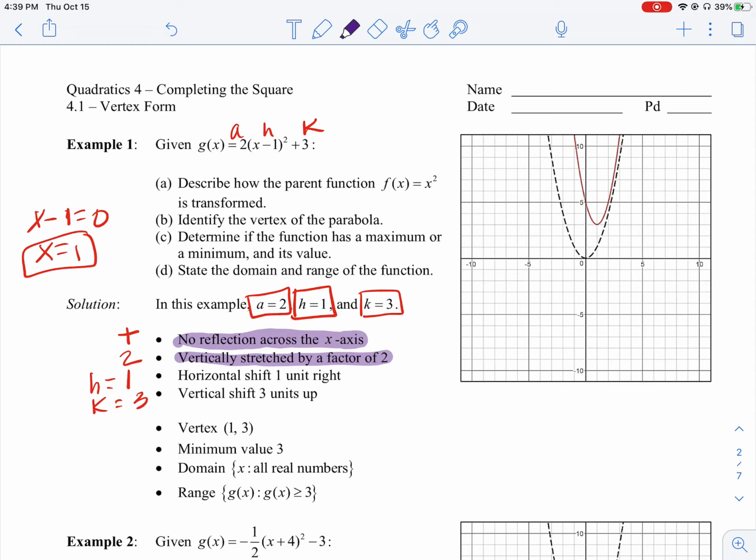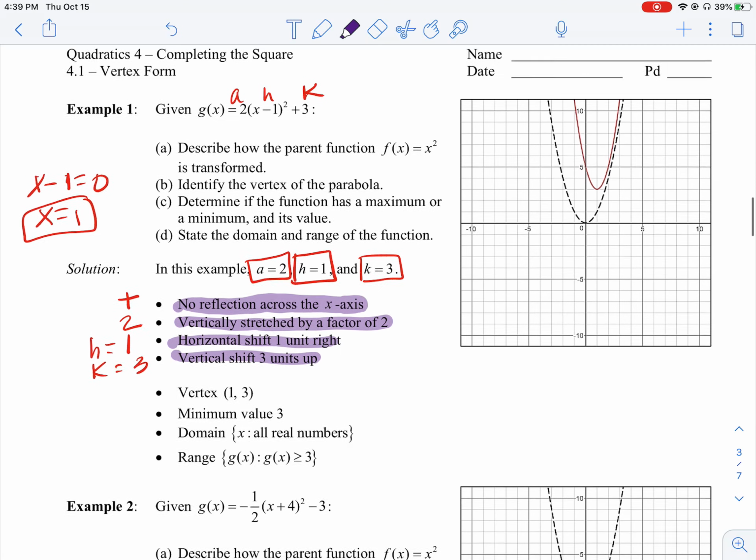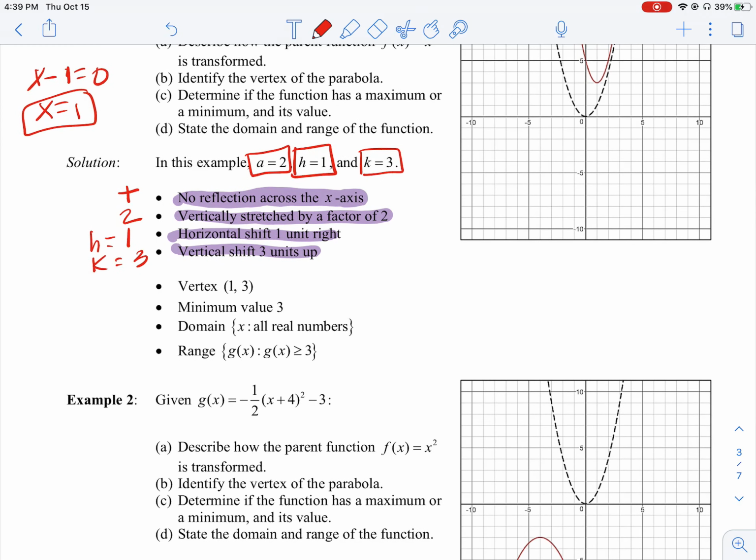Okay, and then for H, you either say horizontal shift to the right, to the left, or no horizontal shift. But in this case, our H is a positive 1, so we're going to have a horizontal shift 1 to the right, a vertical shift 3 up. For the vertex, it's a combination of H and K value. And because my graph is facing up, I have a minimum value of whatever the K is. And my K is 3, so I have a minimum value of 3.